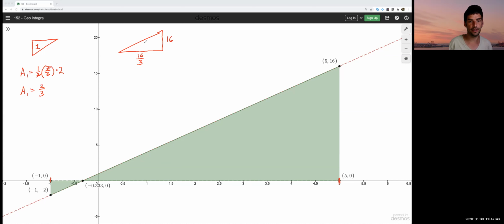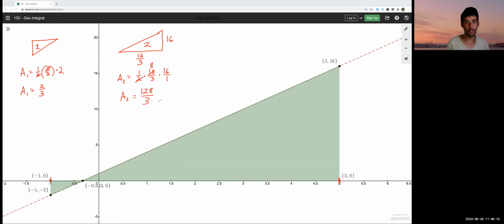And so its area, let's call this triangle 2, A2 is going to be 1/2 times 16/3 times 16. Okay, so let's see what this works out to be. We can cancel one of these to get 8. We get A2 is equal to, what is that? 8 times 16 is 128, so 128/3.